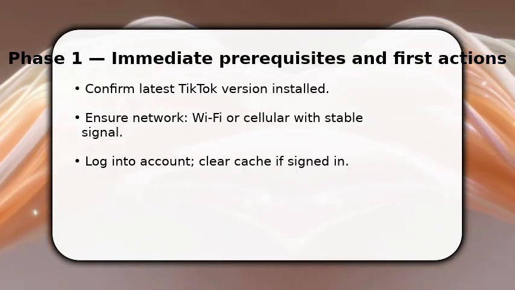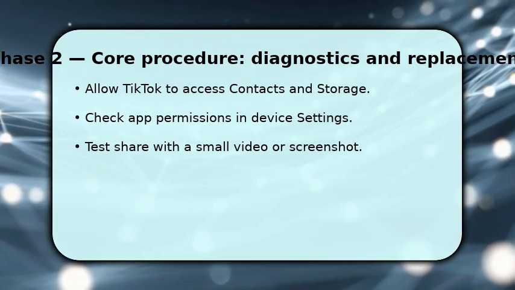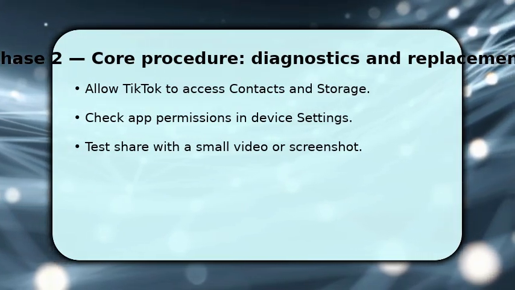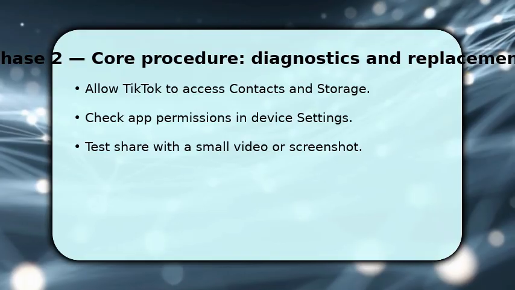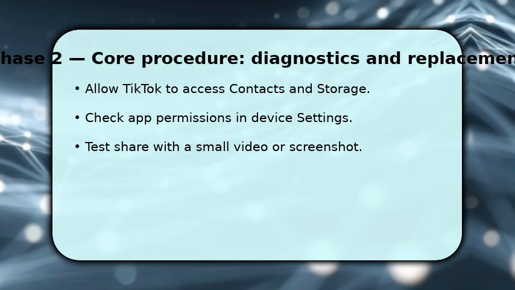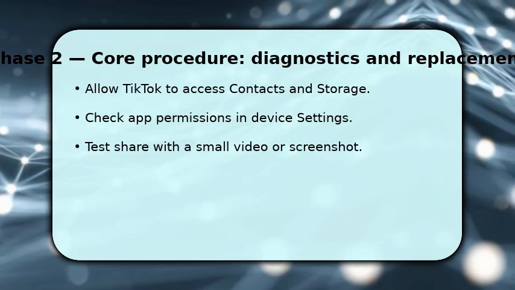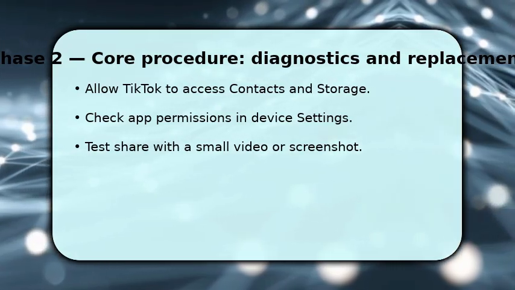before deeper troubleshooting. Once done with updates and cache, inspect permissions. You must allow contacts, storage, and any sharing-related permissions. On iOS or Android, open your device settings, locate TikTok, and toggle permissions on. Then return to the app and try sharing a small test clip to see if the button reappears.